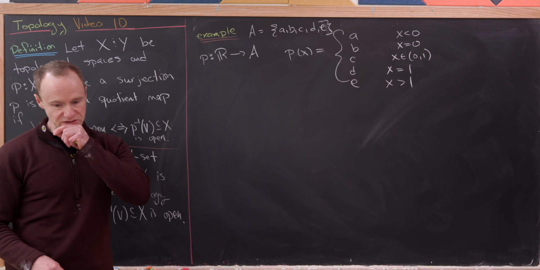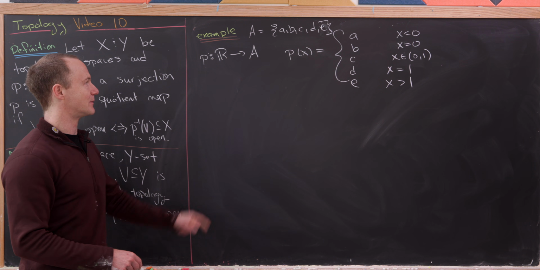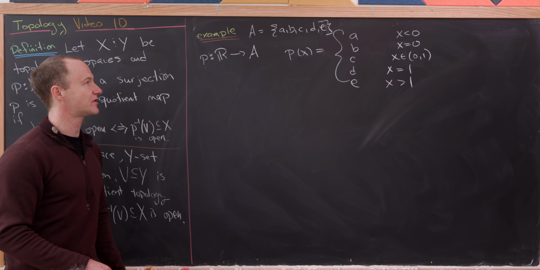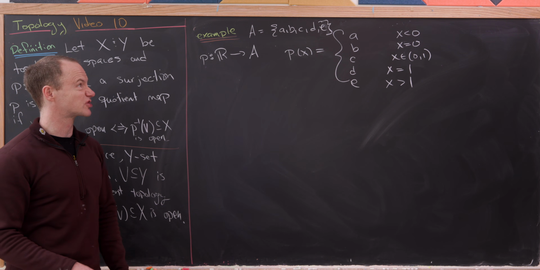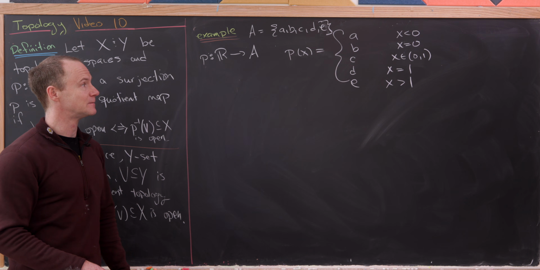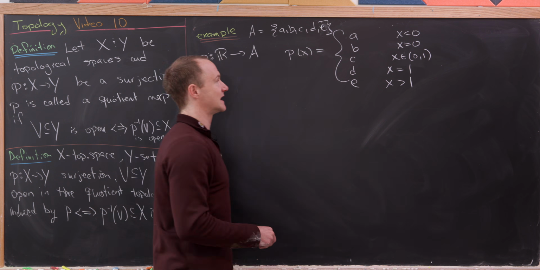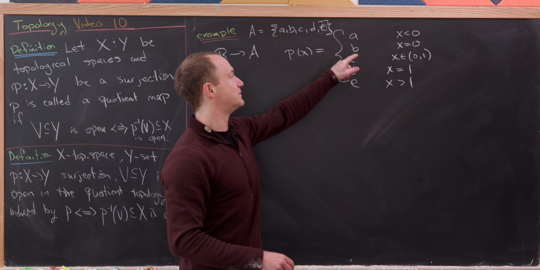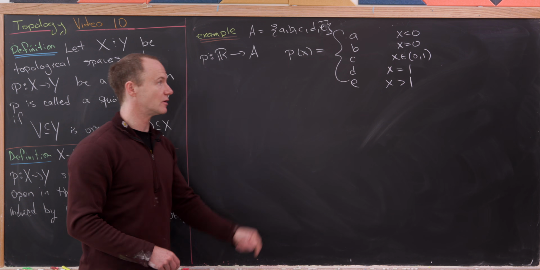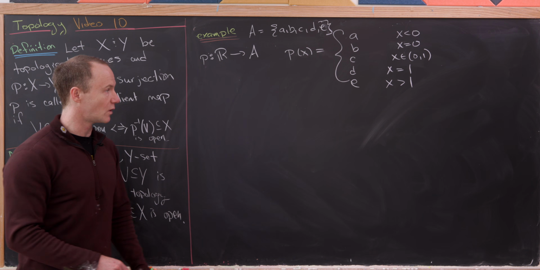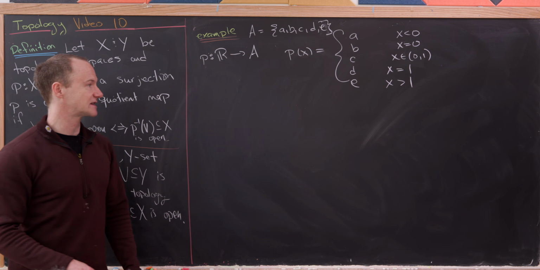Okay, so now let's look at an example of that happening. Let's say P goes from R to A. A is this set with 5 elements, and we'll just call them a, b, c, d, e. And P of x is going to be equal to a if x is less than 0. It's equal to b if x is 0, c if x is between 0 and 1, d if x is equal to 1, and e if x is bigger than 1.